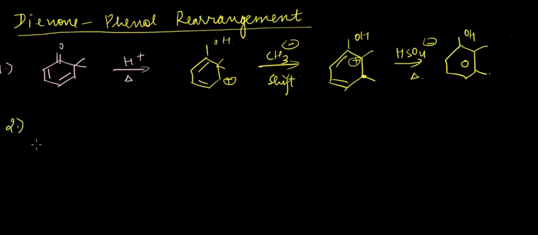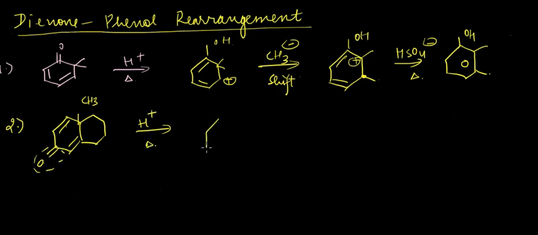Okay, the second example is we have something like this, double bond O here, we have a CH3 group over here, again acidic medium, and we heat it. What will happen is first this keto will convert into enol form. We'll have something like this, and the positive charge comes here, and we have CH3 over here.